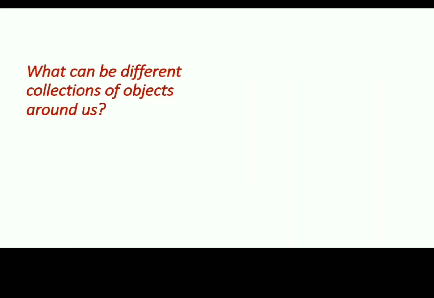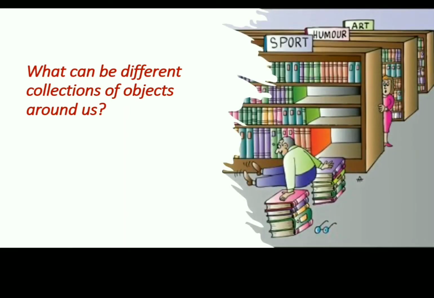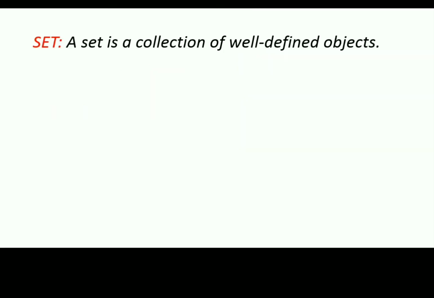What can be different collections of objects around us? Please think. One more example. We can create different groups in our library. For example, we can collect the humor, art and sports books on different bookshelves. In mathematics, we use a name to describe the collection of objects. We call the collection of objects a set. The term set is a collection of well-defined objects.